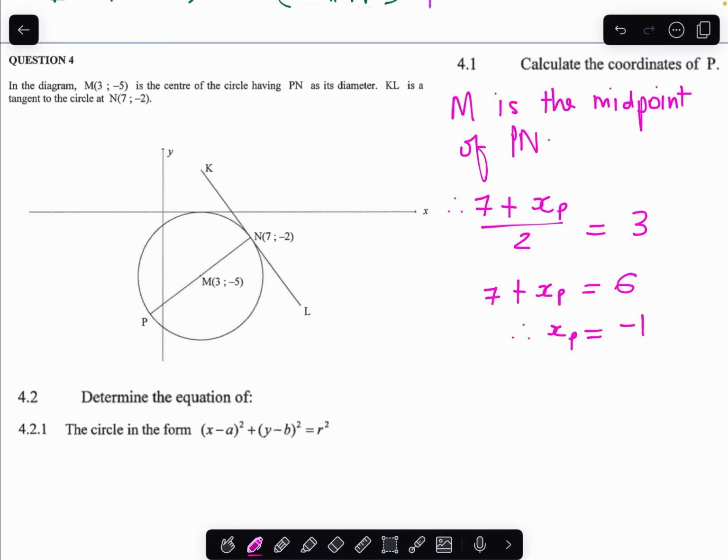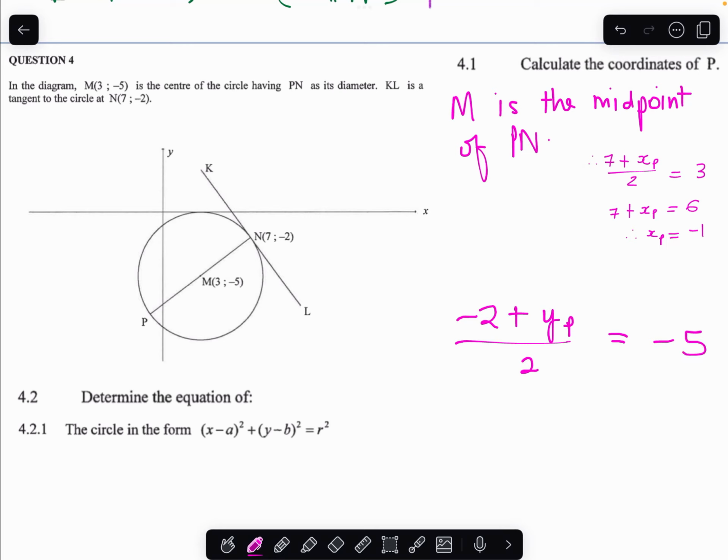So we have -2 plus the y coordinate of P will be equal to -5. No, it's not true. It's the average of the two, which will give us -5. So -2 plus the y coordinate of P is equal to -10. And so the y coordinate of P is -8.